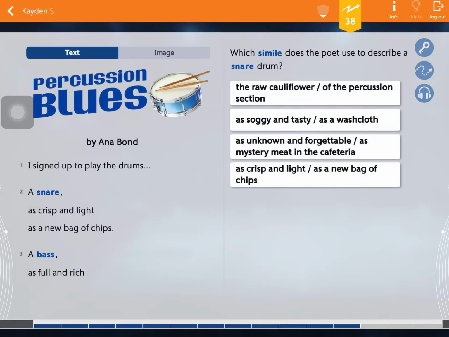The last few questions focused on key ideas and details. Now, apply your knowledge about how the author uses simile and metaphor to add meaning to the poem. Reread the poem looking for the words snare drum to help you identify the simile.